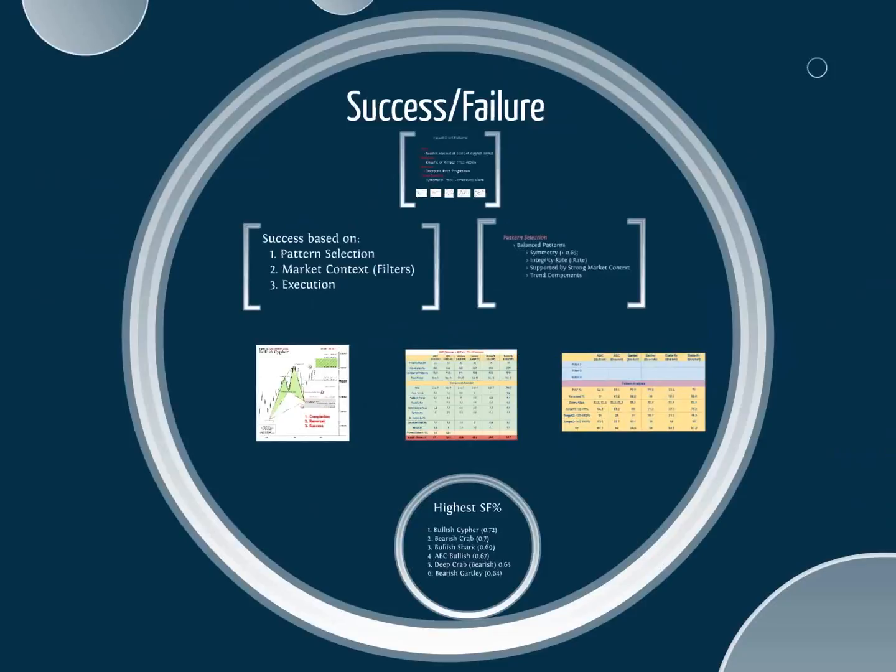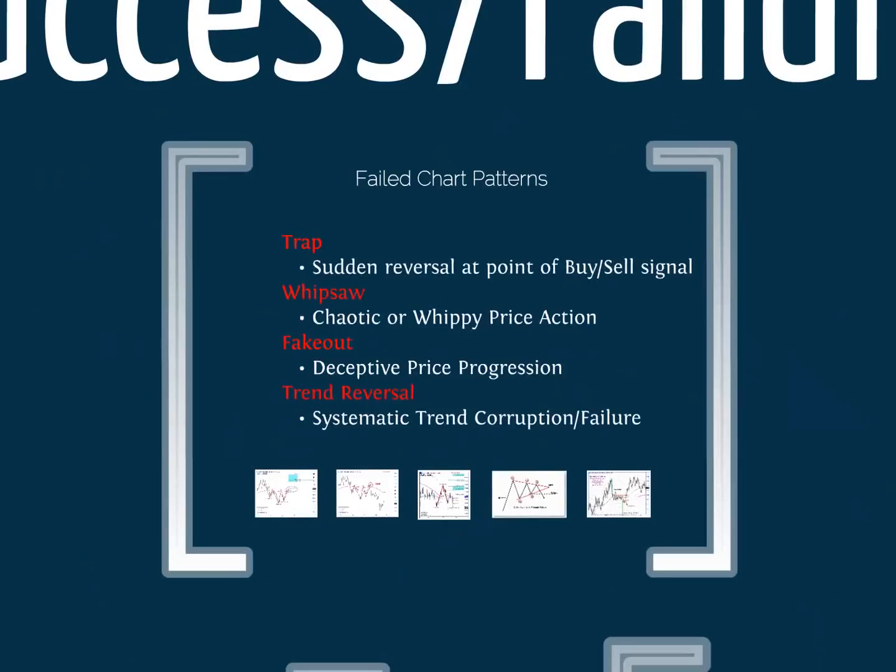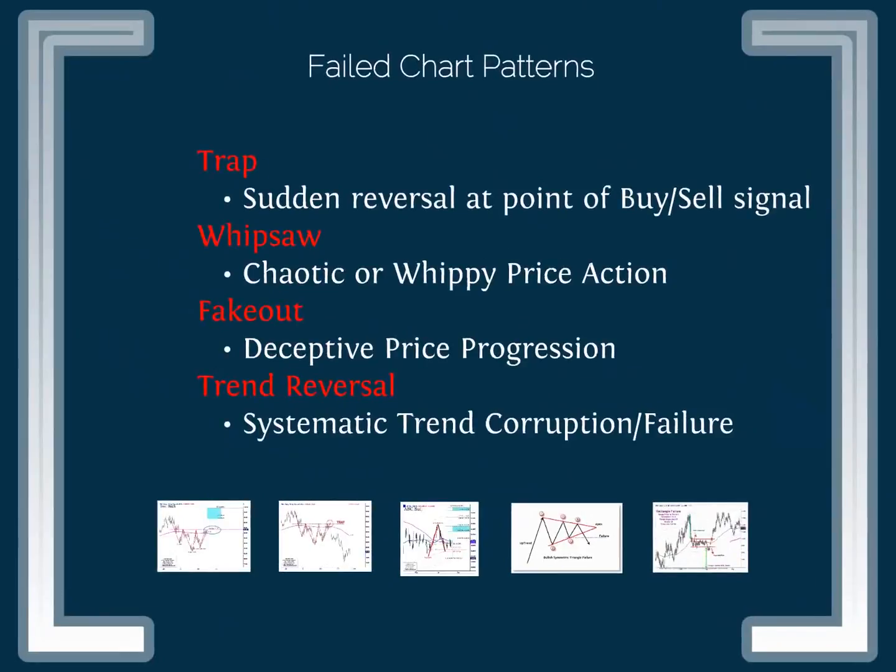First, let's talk a little bit about failures. This is a much bigger research I'm currently doing, and I'm going to be publishing a book on failed chart patterns, probably coming out sometime next year. There are 4 types of failures in chart patterns. One is a trap. You're waiting for a bullish breakout to happen. The price comes to a certain point, like a buy point, and you think it's going to break out, and then quickly it reverses.